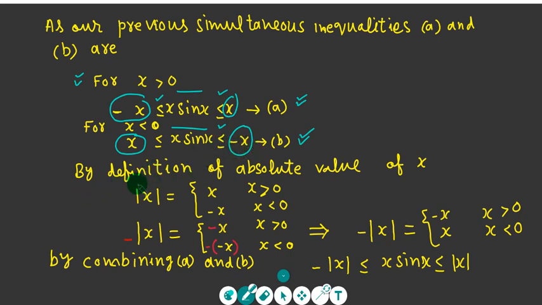So by definition of absolute value of x, we know that absolute value of x is equal to x when x is greater than 0, as absolute value is a distance from 0. If we have a positive number, then its absolute value is equal to itself. As we know that distance is always positive, for minus 3 its absolute value, meaning distance, is always positive.